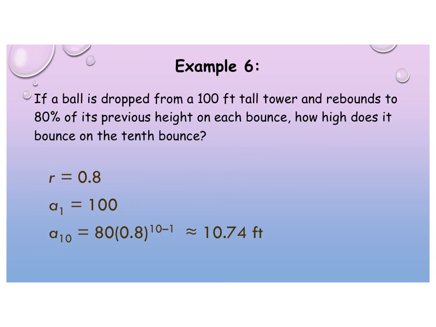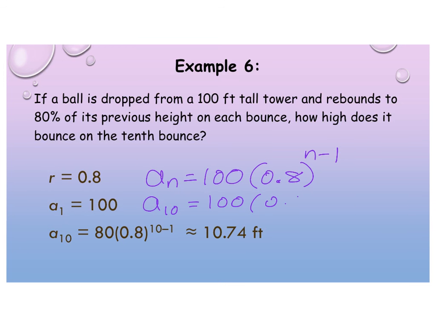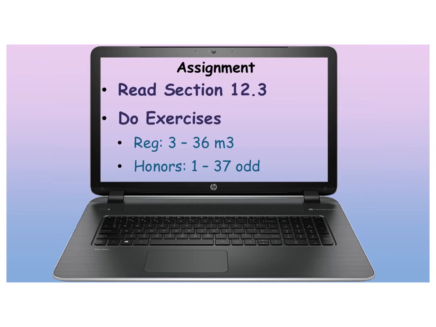So the ratio is 0.8 because it's 80% of the height. Our initial starting height, our a sub 1, is 100. Okay, so that means we have a sub n is equal to a sub 1, which is 100, times r, 0.8, to the n minus 1. So now if we look for a sub 10, it's going to equal 100 times 0.8 to the 10 minus 1, which is 9. We plug that into our calculator, we get 10.74 feet. And that's the end of our lesson.